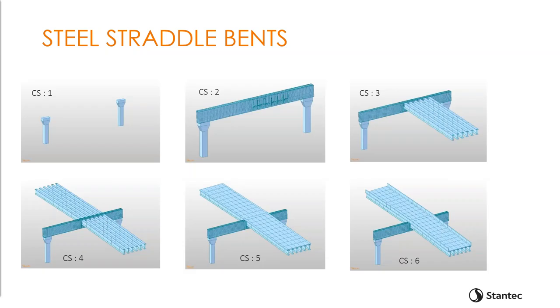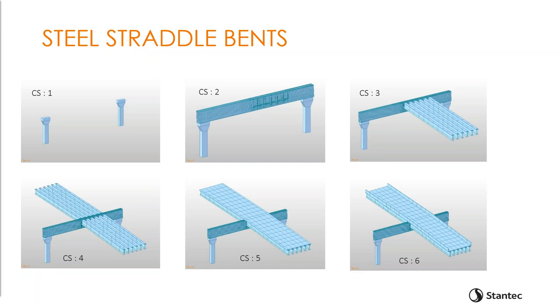So these are a few screenshots of various construction phases of the MIDAS model of the steel straddle bent. We ended up with 6 construction stages. As you can see from these pictures, first the columns were constructed in stage 1, then the steel cap was dropped down onto the columns in stage 2.